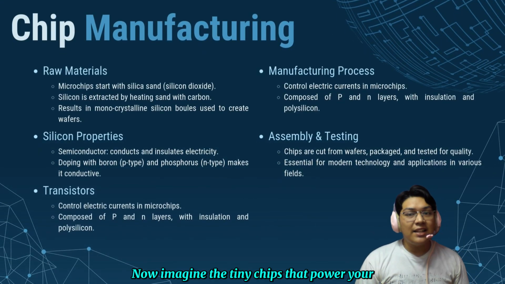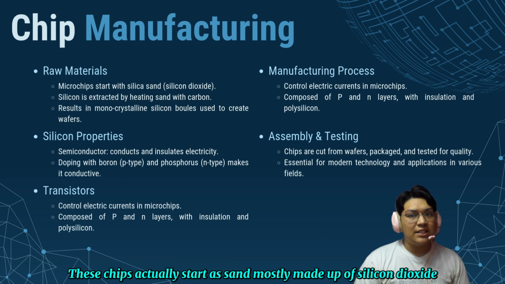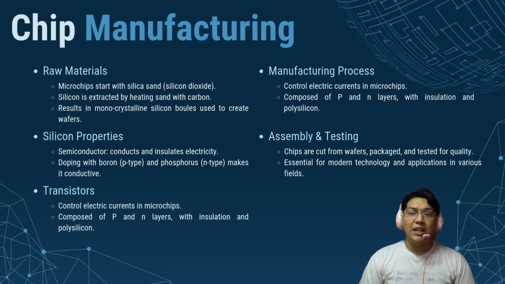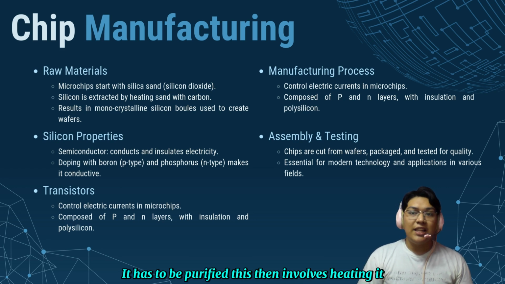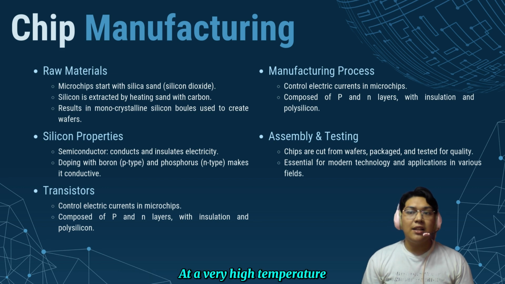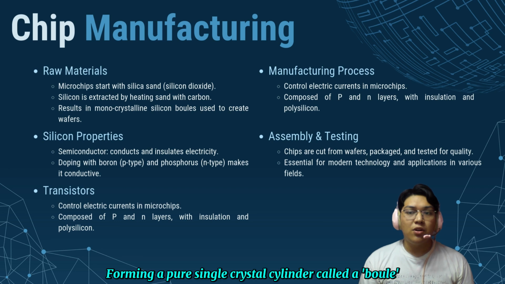Now, imagine the tiny chips that power your smartphone or computer. It's amazing to realize that these chips actually start as sand, mostly made up of silicon dioxide. But because pure silicon isn't available in nature, it has to be purified. This then involves heating it at a very high temperature to separate the silicon from the oxygen, forming a pure single crystal cylinder called a boule.